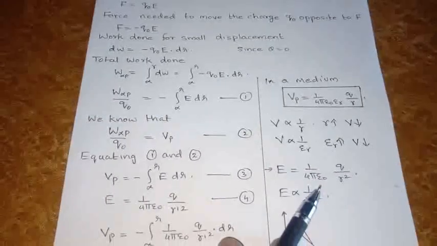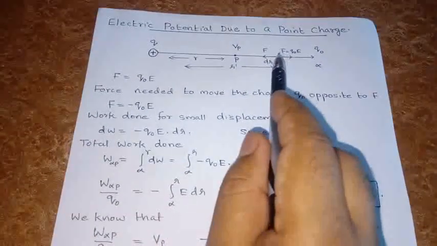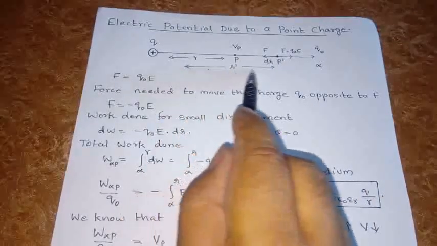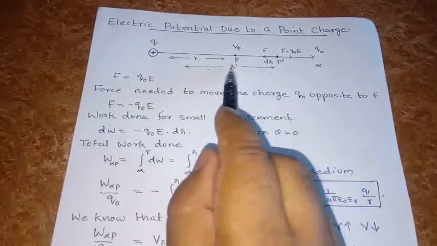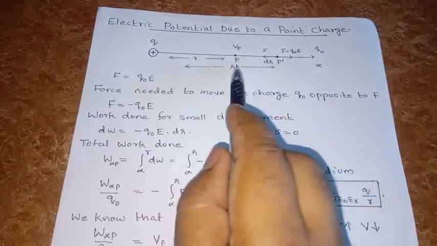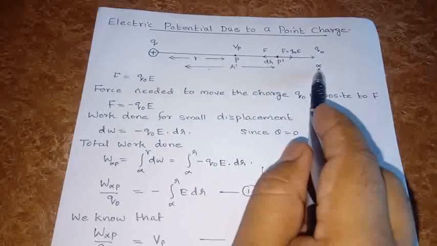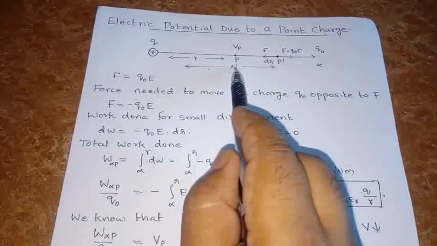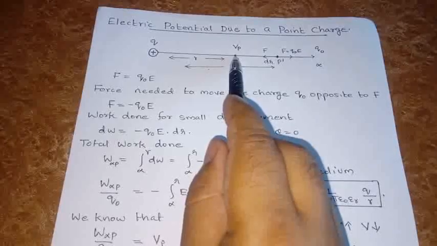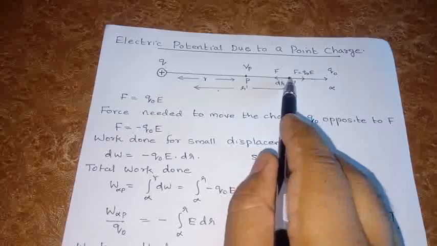Now, what is the next step? What is E at the position P dash? P dash is at a distance r dash from the source charge. R dash is movable. R dash changes from infinity to r. So, the lower limit is infinity, the upper limit is r. Where is the final position? R dash is the position of the charge right now.